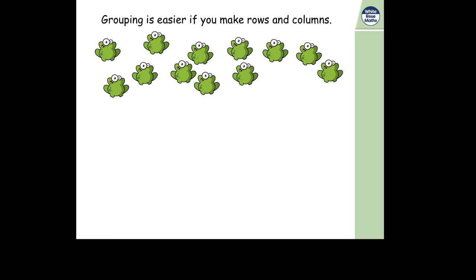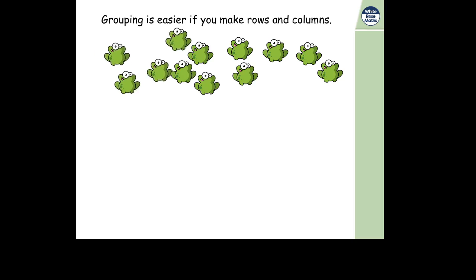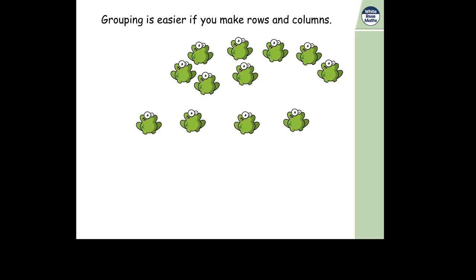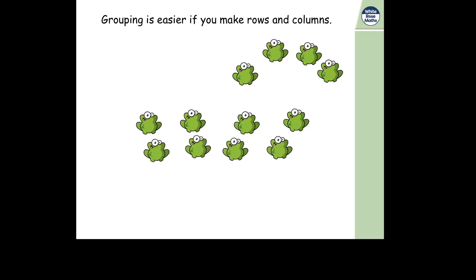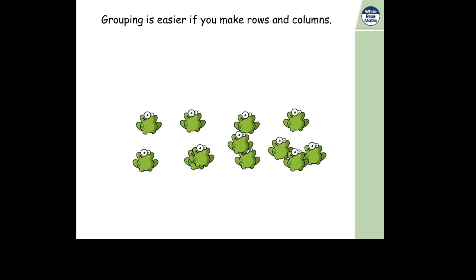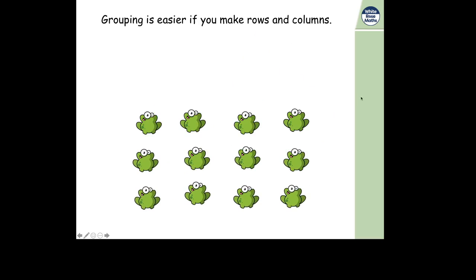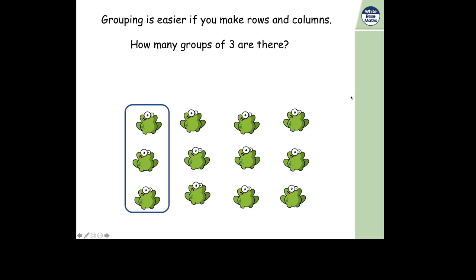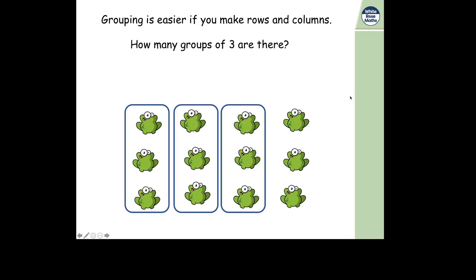It's easier if we put them into rows and columns. So here's 1 group of 4. Here's another group of 4. And here's another group of 4. How many groups of 3 are there then? We've got 1 group of 3, 2 groups of 3, 3 groups of 3, and 4 groups of 3.